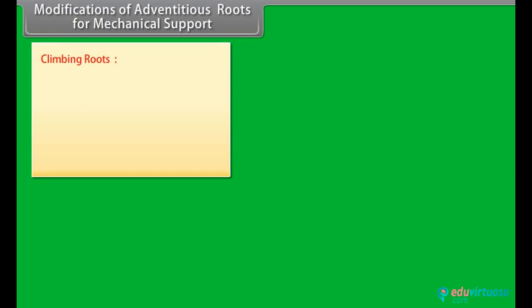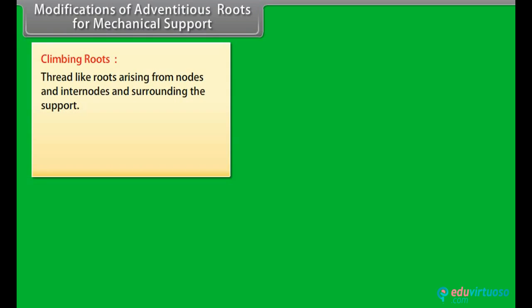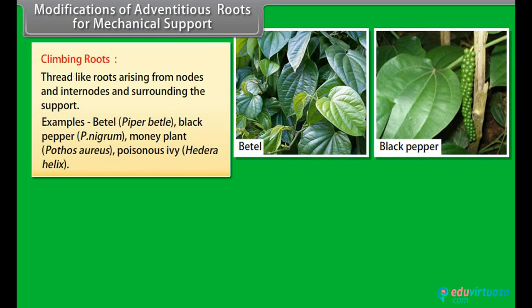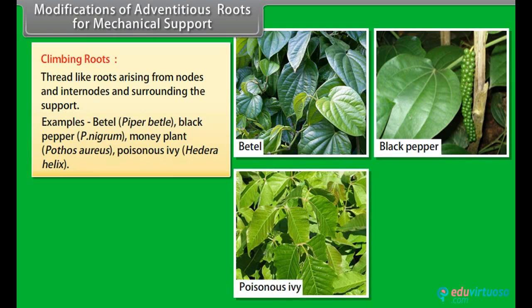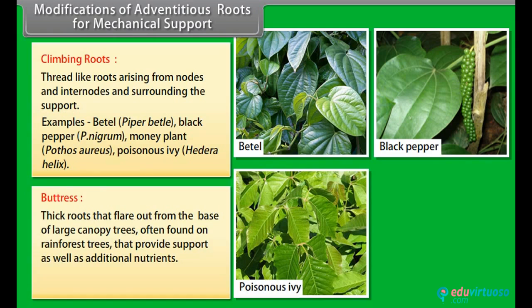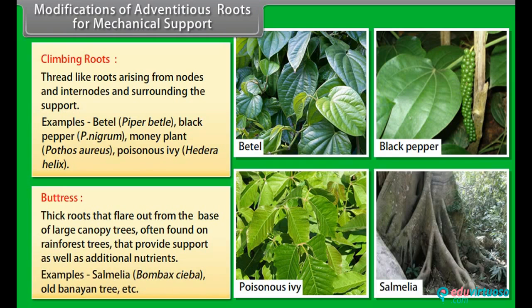Climbing roots: thread-like roots arising from nodes and internodes and surrounding the support. Examples: betel, black pepper, money plant, poison ivy. Buttress roots: thick roots that flare out from the base of large canopy trees, often found on rainforest trees, that provide support as well as additional nutrients. Examples: Salmalia, old banyan tree, etc.